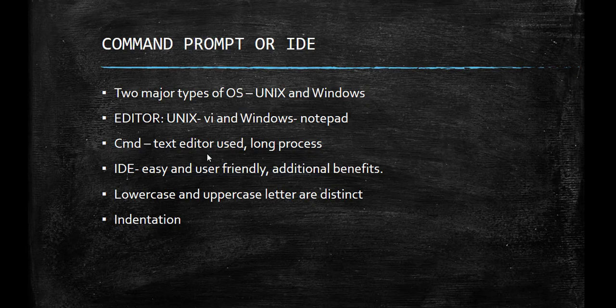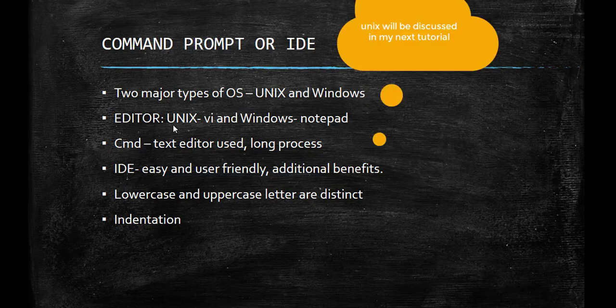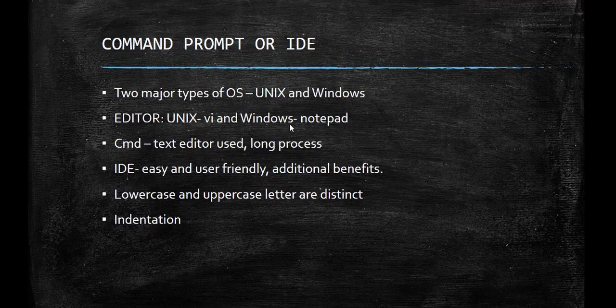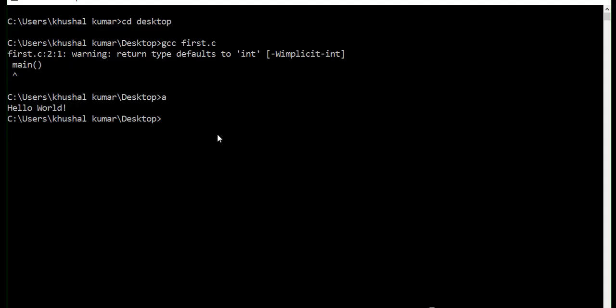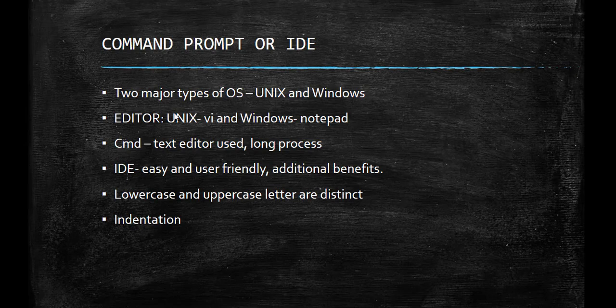Meanwhile, let's see what we have covered. There are two major types of operating systems, Unix and Windows. We aren't talking about Unix right now, and we have used an editor for Windows, which is Notepad, and we have used CMD, called command prompt, which is this black screen here. So one way of compiling a C program is completed.